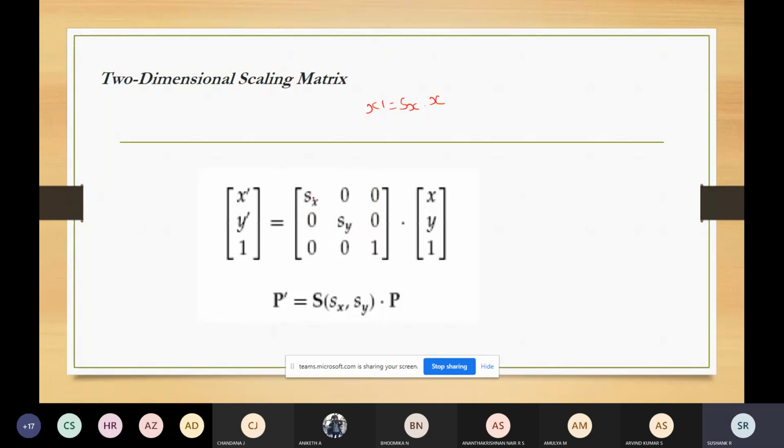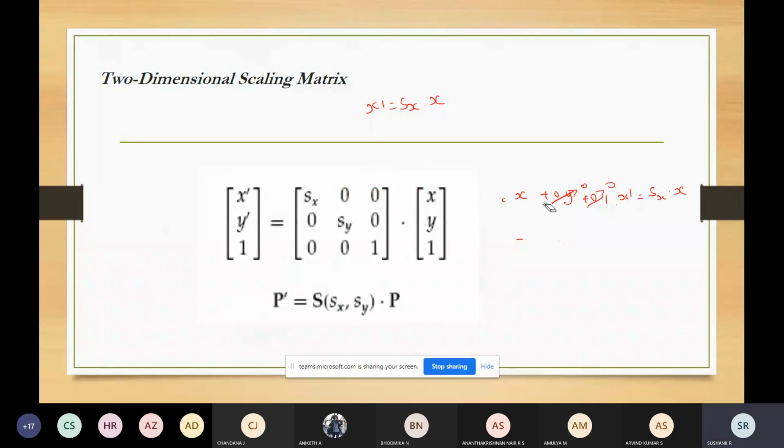First term, Sx into X, 0 into Y will be 0, plus 0 into 1 will be 0. So this will become 0, 0, and the output will be this one. So X dash is equal to Sx into X. The same way you can write Y dash, which will be Sy into Y. This is the same thing represented in matrix form.